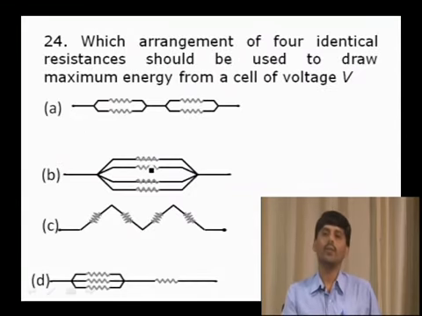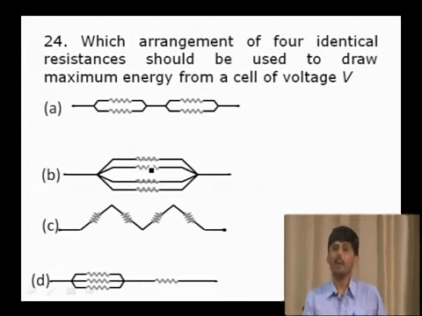Question number 24. Which arrangement of 4 identical resistors should be used to draw maximum energy from a cell of voltage V? They were given 4 options: A, 2 in parallel; B, all 4 in parallel; C, all in series; D, 3 in parallel and 1 in series with the combination. They were given the problem like this.